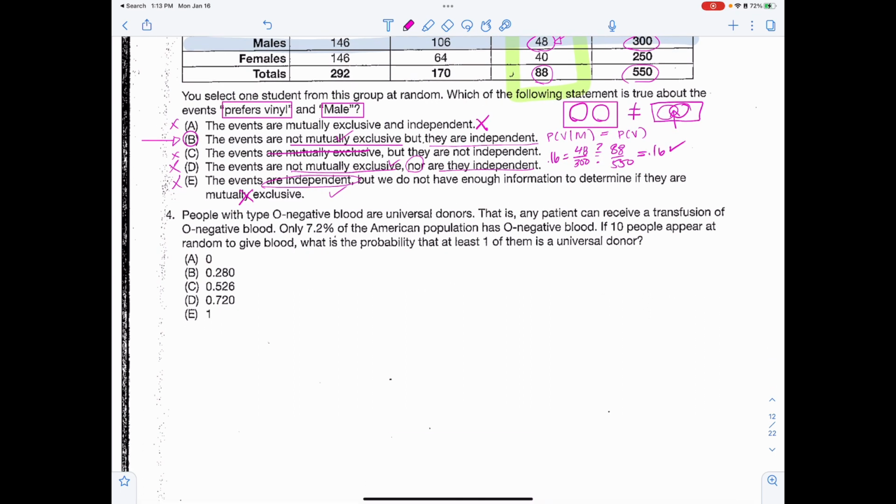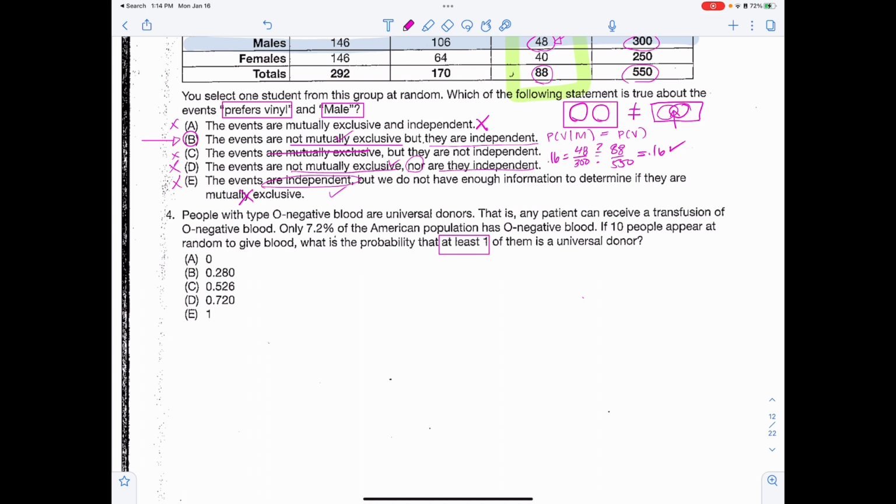Okay, people with O negative blood are universal donors. That is, any patient can receive a transfusion of O negative blood. 7.2% of the American population has O negative blood. If 10 people appear at random to give blood, what's the probability that at least one of them is a universal donor?